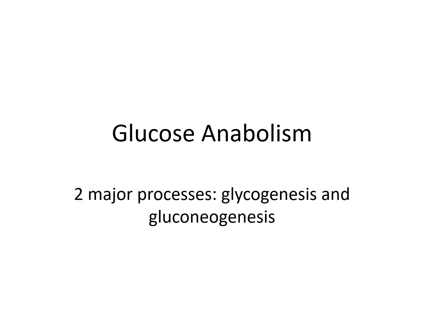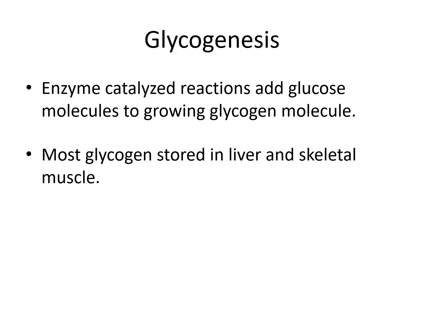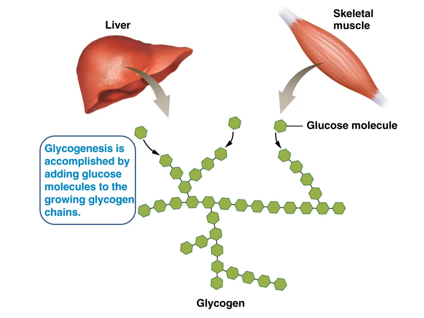So let's look at glucose anabolism. There are 2 major processes: glycogenesis, the synthesis of glycogen, and gluconeogenesis, the formation of new glucose. Glycogenesis is glycogen synthesis. It is a set of enzyme catalyzed reactions that add glucose molecules to the growing glycogen molecule. The glycogen molecules are stored in the liver and skeletal muscle, and both are the major sources for glycogen, and that's where glycogenolysis occurs.